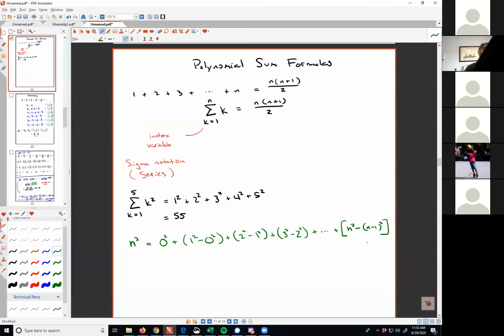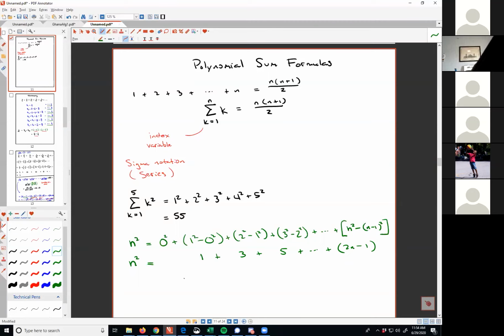Okay. So on the left-hand side, we have n squared. And on the right-hand side, well, let's see, what are these terms? Well, it's 0 plus 1 plus 3 plus 5. Maybe I'll just forget about that initial 0. So the sum of the first n odd positive integers equals n squared. Hey, that's kind of cool.